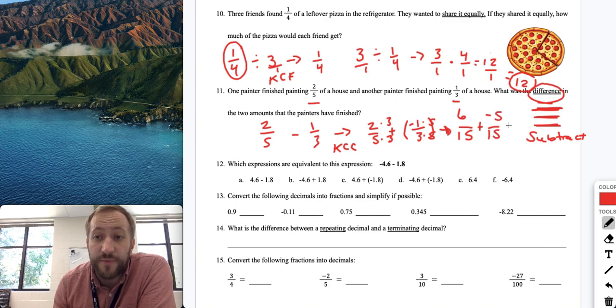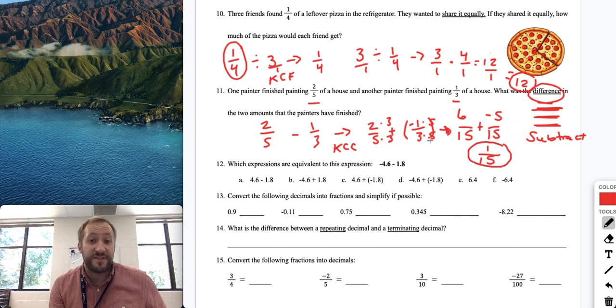So this is my problem now. 6 over 15 plus negative 5 over 15. Do they have the same denominator? Yes. I'll keep that in my answer. Now just add the numerators. 6 plus negative 5 gives me 1. 1/15 is the difference in the two amounts that the painters finished.